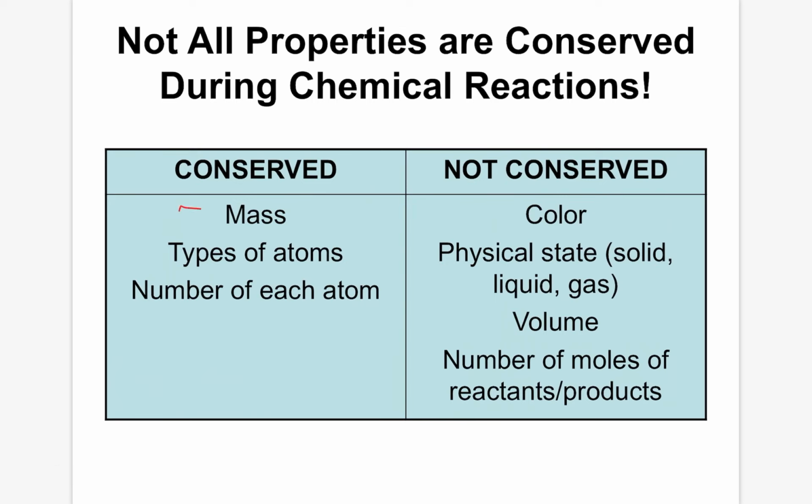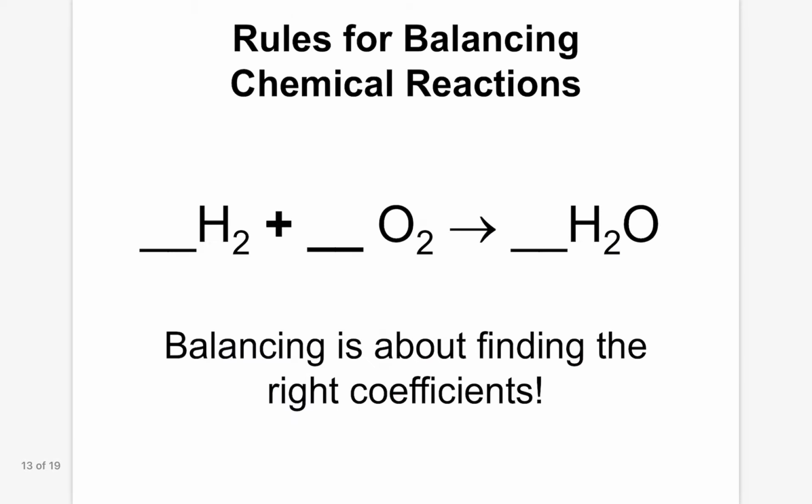So things that we are saving and making sure are equal: your mass, your types of atoms. So if you start with silver, you have to end with a silver. You can't just change it to gold. And then the number of each. What we're not concerned about is color, the physical state, volume, number of moles. So all of that can change and it's fine.